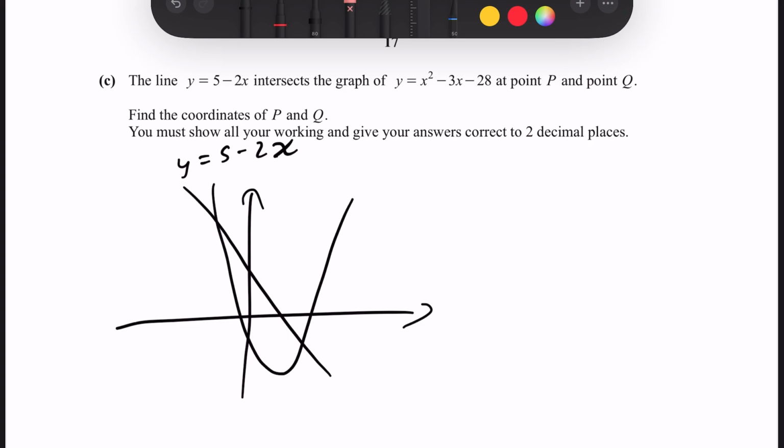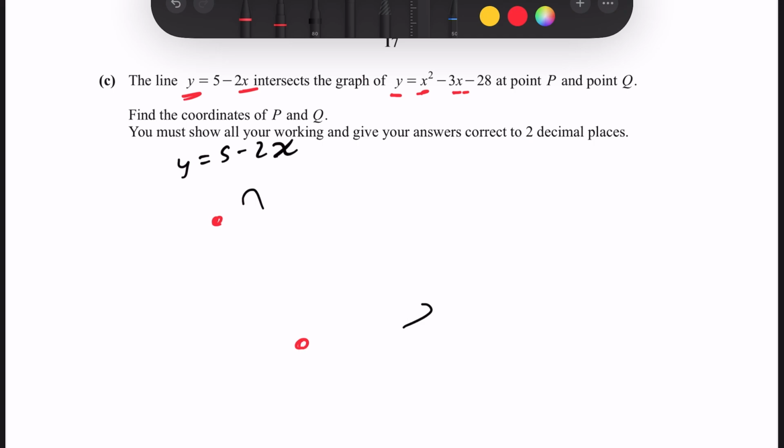This means that at these 2 points, the points where these two graphs meet, the x value and the y value are both the same, which means that at these two values, the y values are the same and the x values are also the same. This means that if you put the value of x into x squared minus 3x minus 28, you will get the same value as when you put x into 5 minus 2x. Since both of these will get you the value of y itself, and y is the same for both of these at these 2 points, which are the points P and Q.